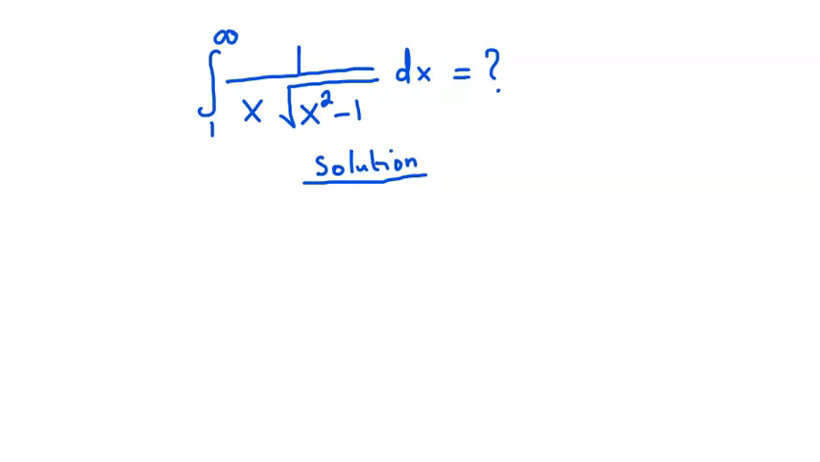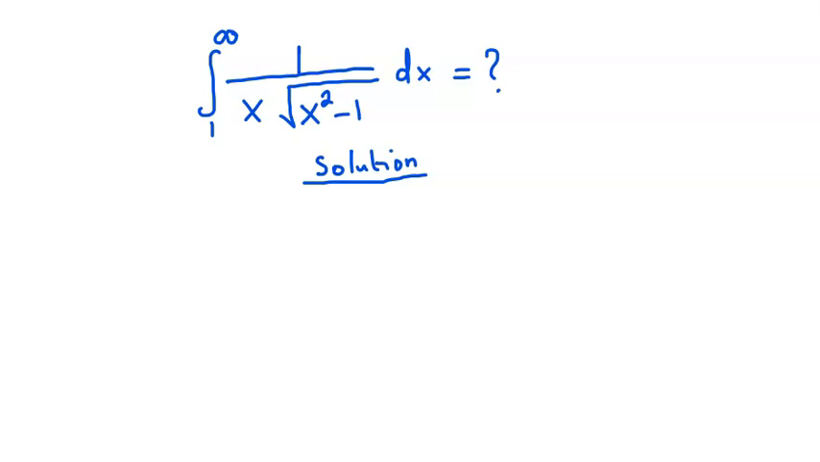Today we have this interesting improper integral, and in this video we're going to learn how to evaluate such integral. The integral as x goes from 1 to infinity of 1 over x times the square root of x squared minus 1 dx. So let's see how we're going to solve this problem.